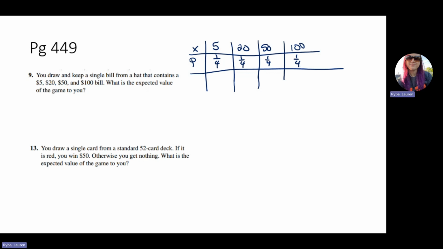So then all I'm going to do is multiply each value by a 4th, 0.25. It's going to give me 1.25, 5, 12.5, and 100 times the 4th is 25. So add those together: 25, 30, 40, 43.75.